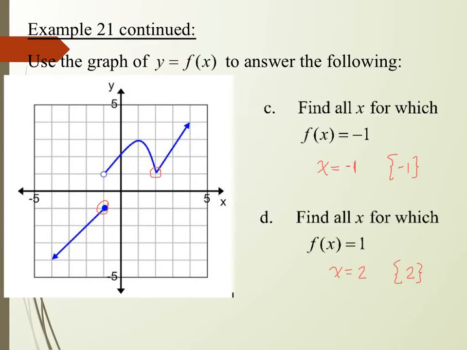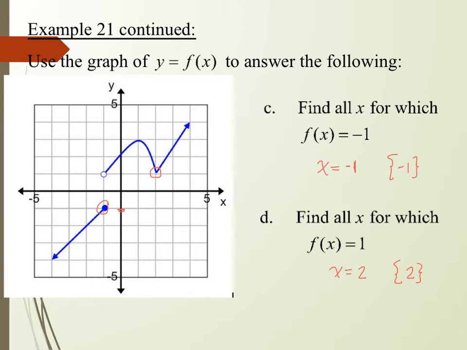So now it says use the graph of y equals f of x to answer the following questions. Find all of x for which f of x is equal to negative 1, and we look across where negative 1 is. Here's minus 1, and we see that the only value of x for which f of x is minus 1 is x equal to negative 1.